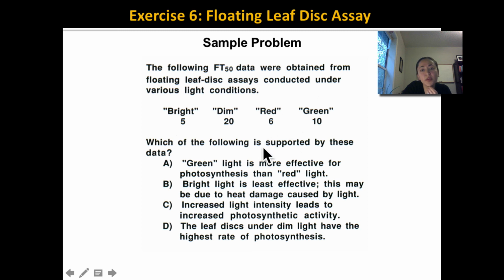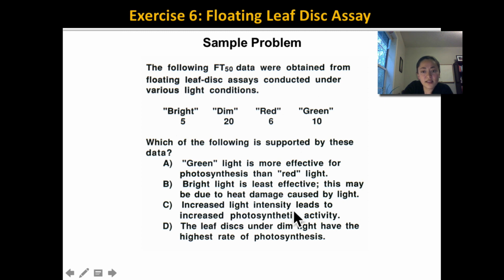So which of the following is supported by these data? Well, let's go through and read them. Green light is more effective for photosynthesis than red light. Well, is green more effective? Well, no, it took longer under green light, so that's not true. Let's look at letter B. Bright light is least effective. This may be due to heat damage caused by the light. Is bright light least effective? Well, no, that's the most effective. It only took 5 minutes for the disc to rise.